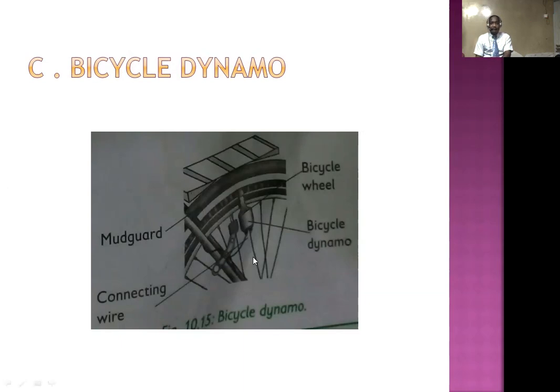Then we have a connecting wire. If you look properly, we have a wire which is connected to the bicycle dynamo. Then it is attached to the bicycle wheel. So as the bicycle wheel moves, the knob on the bicycle dynamo rotates, thus producing electricity.